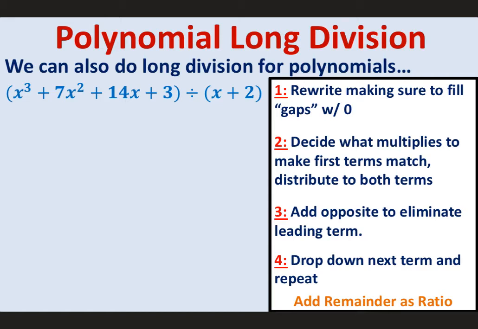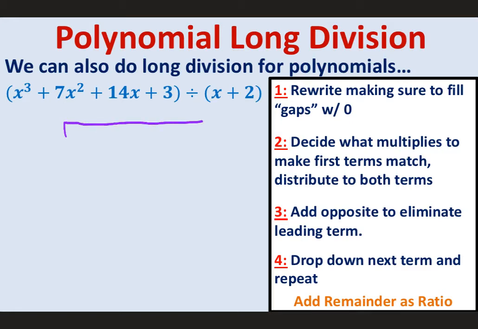We're going to distribute this negative so things cancel out. We're then going to drop down the next term, and repeat the process over and over until we end up with a remainder. So I'm going to go ahead and demonstrate this now. It's a little bit different, it's a little bit strange, but I encourage you to try it.